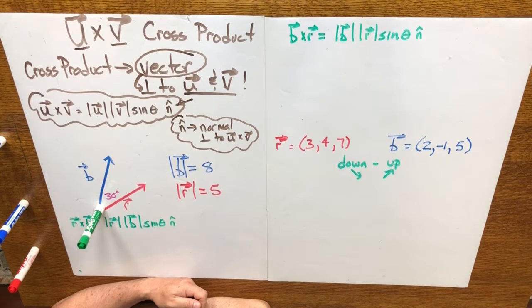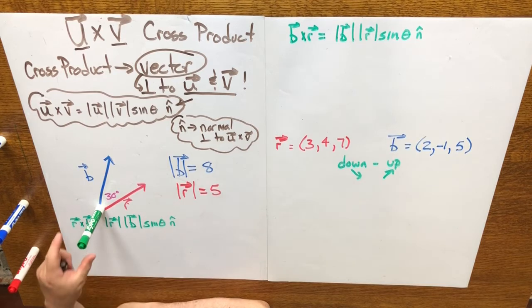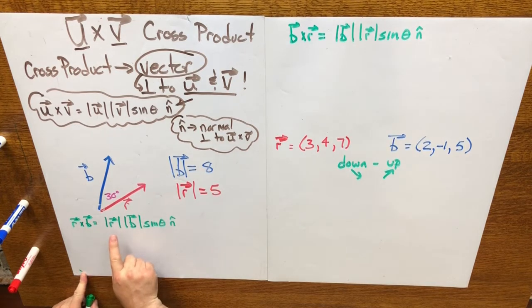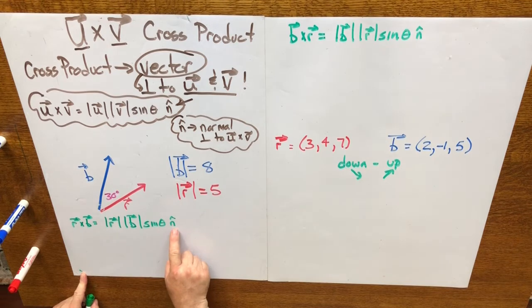And we're going to determine how long it is and what direction it takes depending upon whether we do r cross b or b cross r. So let's give it a try. Down below here I'm suggesting that we do r cross b. And the formula simply says take the magnitude of r times the magnitude of b times the sine of theta times n caret. And this is the part that we'll talk about here in a moment. So let's first of all put our numbers in there.